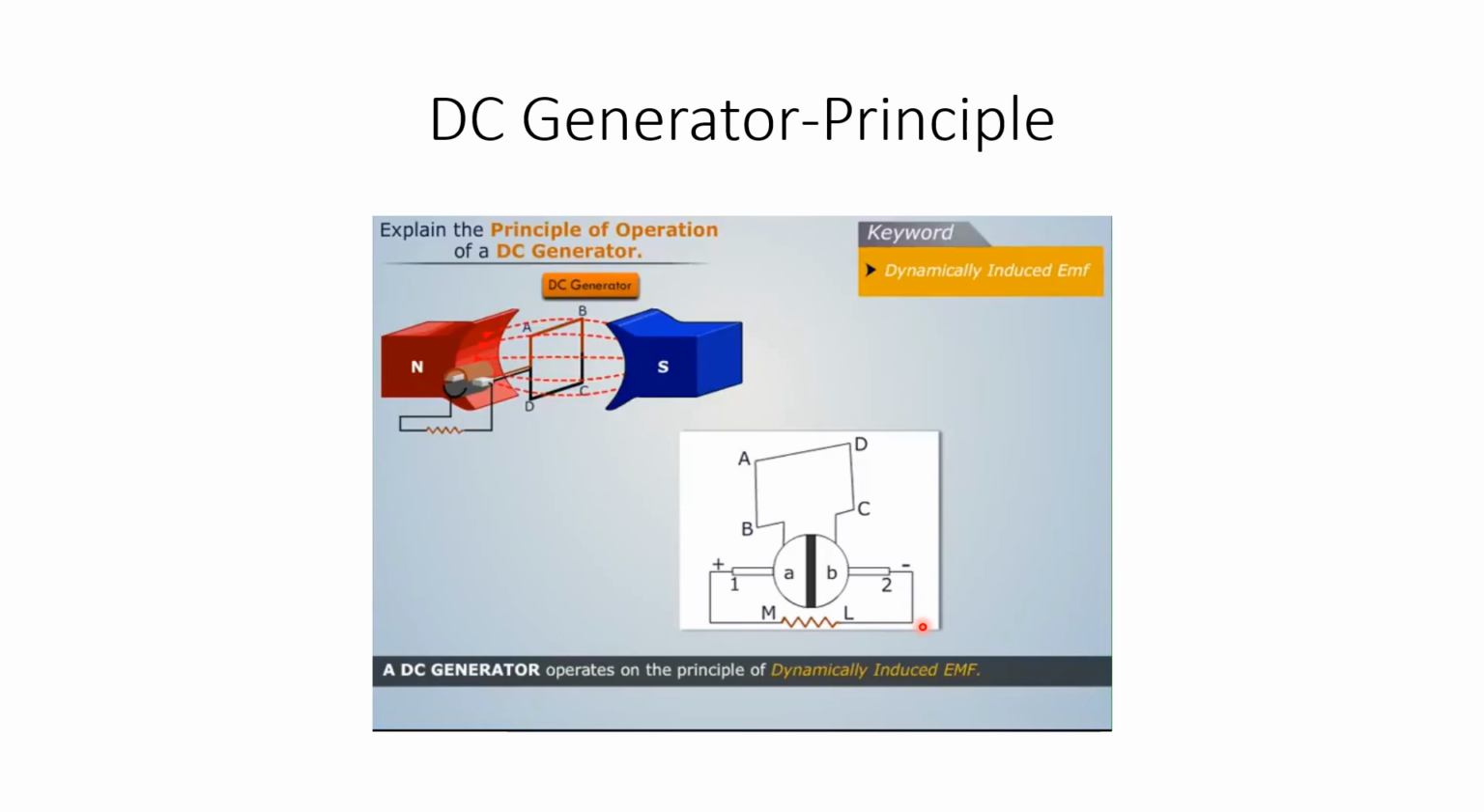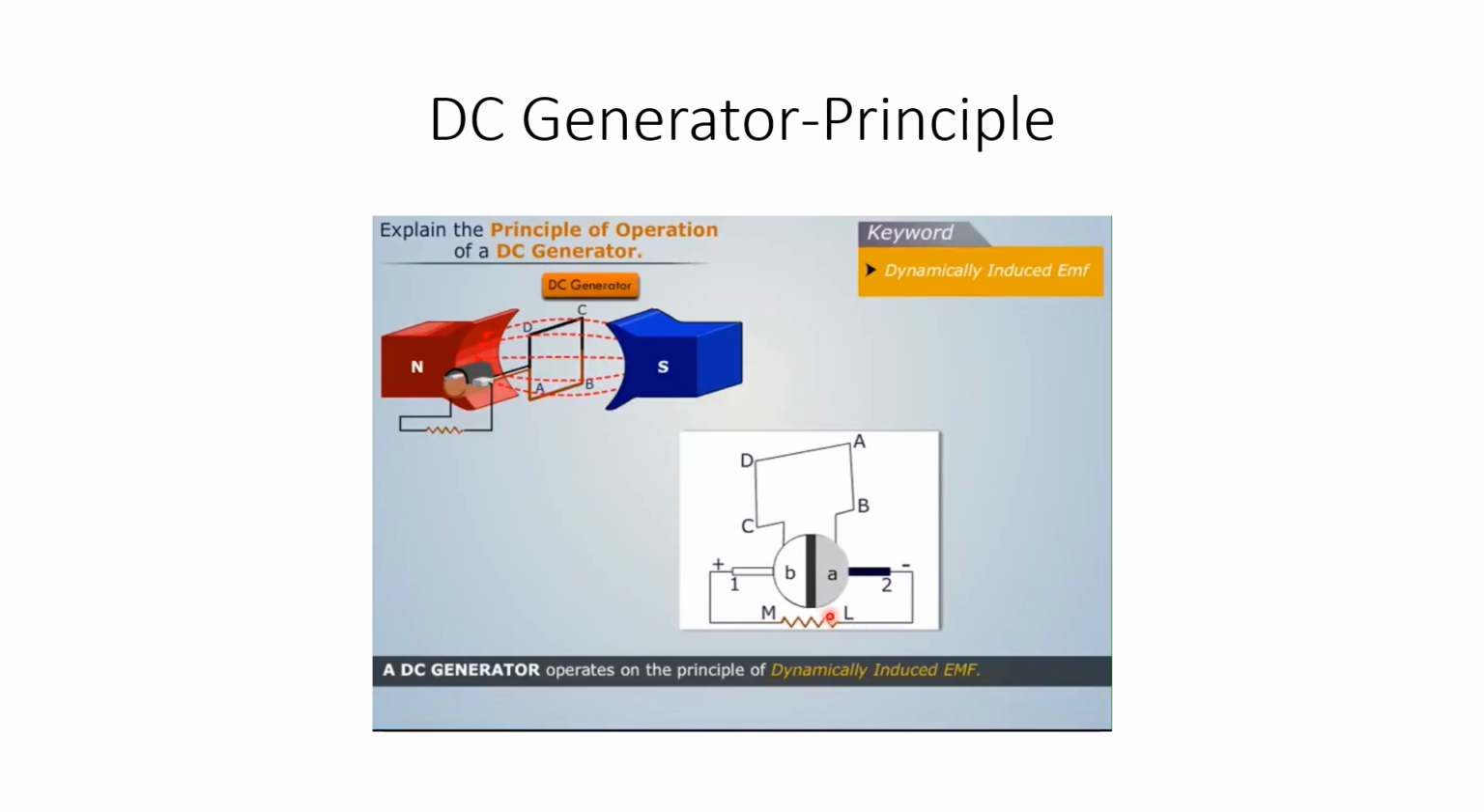Whenever there is a rotation, the current is from M to L. After one single rotation, the side DA comes up and BC comes down. Now the B segment is connected with the first brush and the A segment with the second brush. Now also the current direction is from plus to minus, that is M to L.